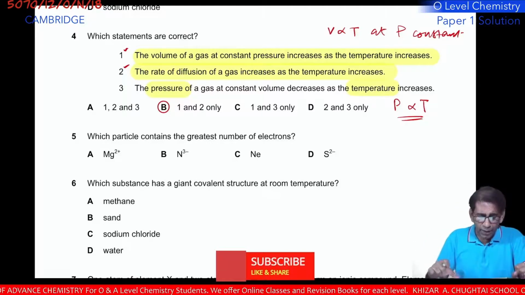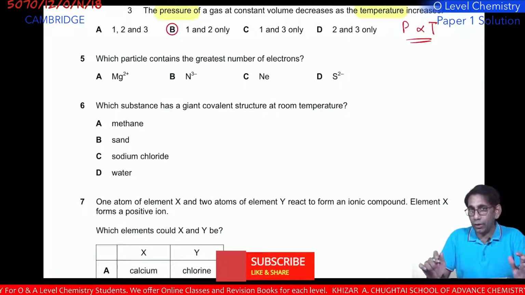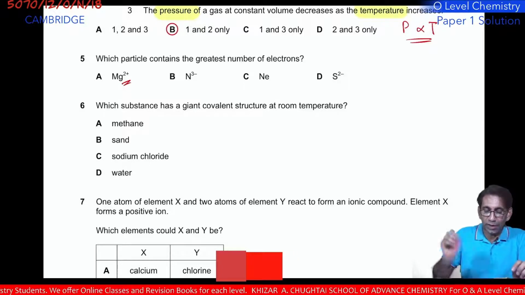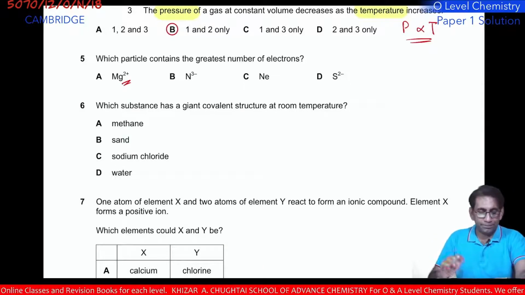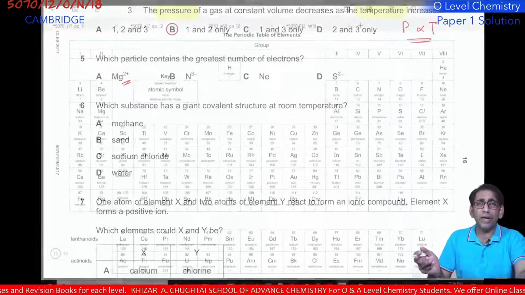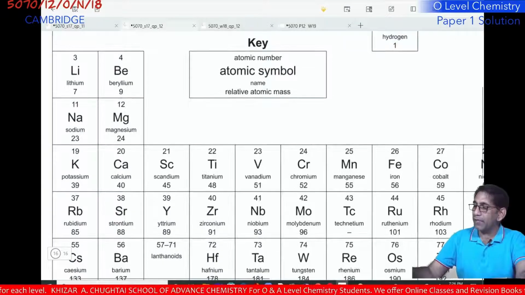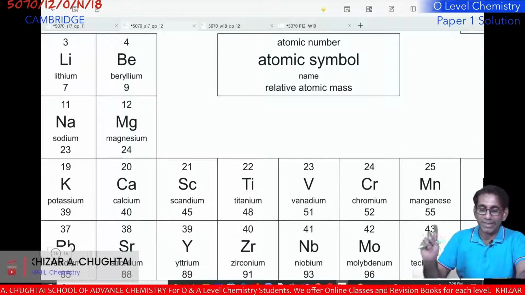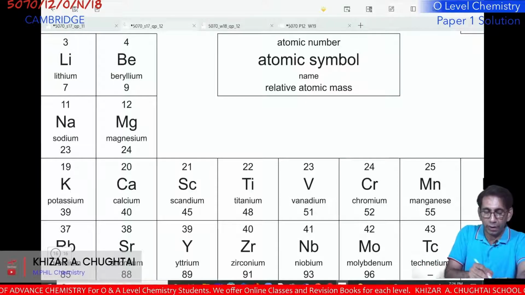Question number 5. Which particle contains the greatest number of electrons? Once again, you will have to see their electronic structure. Magnesium 2+ ion. Let's see over here what the atomic number of magnesium is. You can check it over here. Magnesium has atomic number 12, so originally it has 12 electrons.